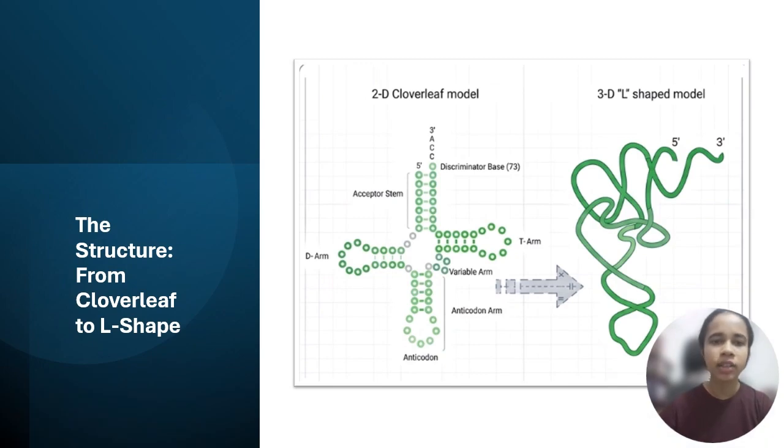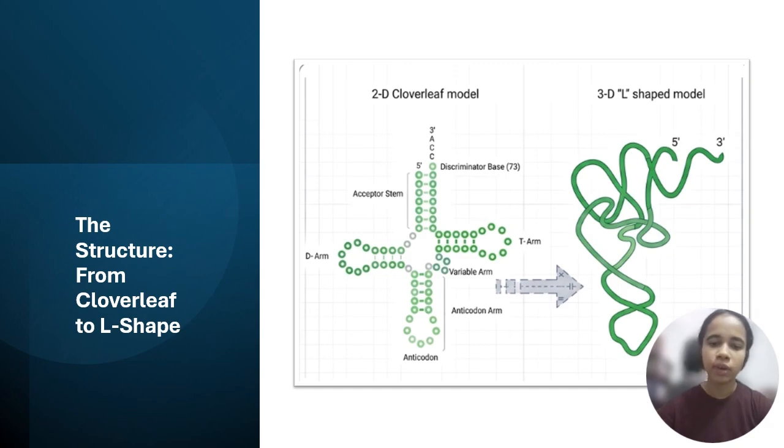So what does tRNA actually look like? tRNA is a very small RNA molecule, made of about 70 to 90 nucleotides. The most common shape is this 2D clover leaf when it's drawn on paper. But in the cell, it looks like a compact L-shaped three-dimensional structure. This unique structure allows tRNA to perform two important tasks.